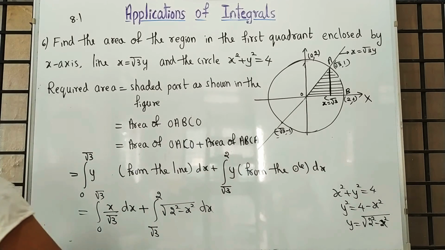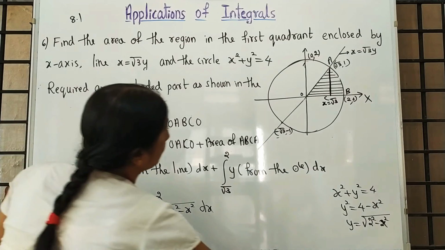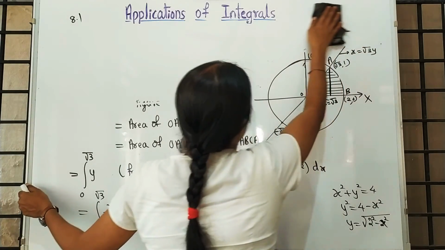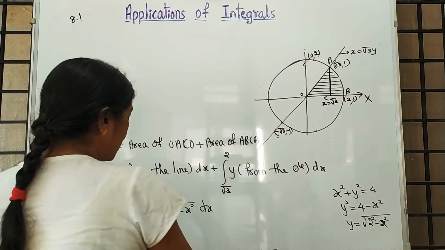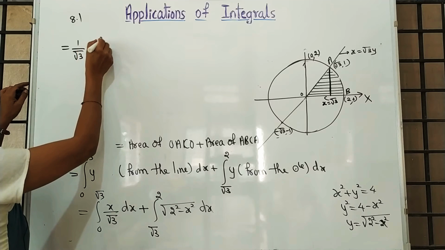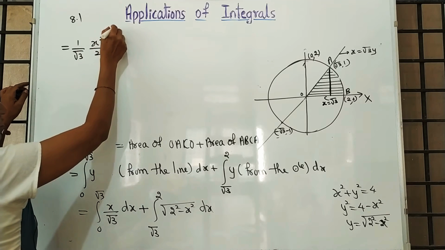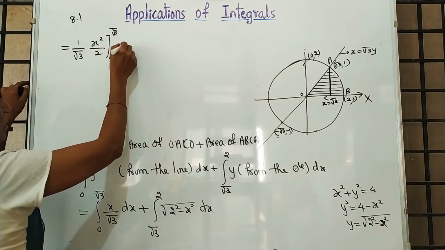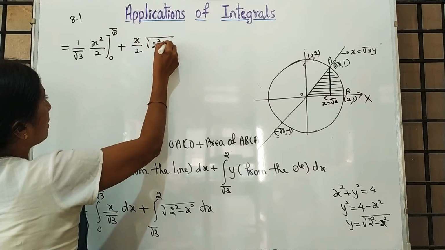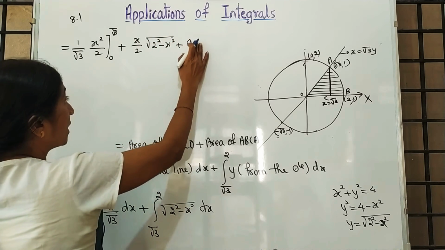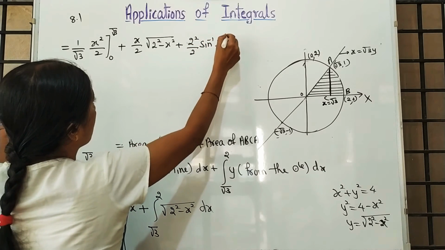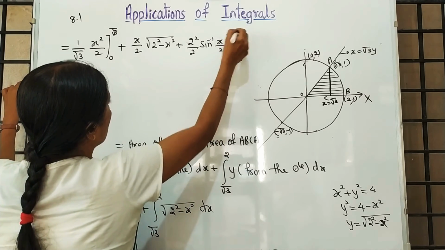Now go for the integration. It is a simple integration. It is a very simple integration, and the explanation I gave is also in very simple language, in simple steps. 1/√3 is constant, integration of x is x²/2, from 0 to √3, plus the normal formula: x/2 √(2² − x²) plus a²/2 sin⁻¹(x/a), where a² means 2², so 2²/2 sin⁻¹(x/2), from √3 to 2.